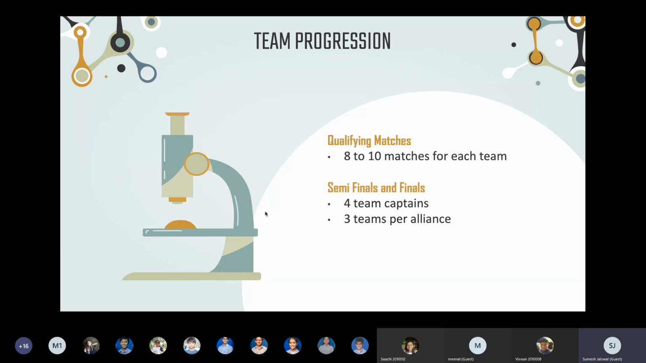Since this will be a remote event for us because of COVID, we cannot have an in-person event. In remote events, teams are expected to play their matches in front of a neutral person, for example, the principal of your school. In the presence of the principal or any senior teacher of your school, you will play a match, compute your points, and enter the points into the FTC system, which is online. Those are the guidelines for the remote events.